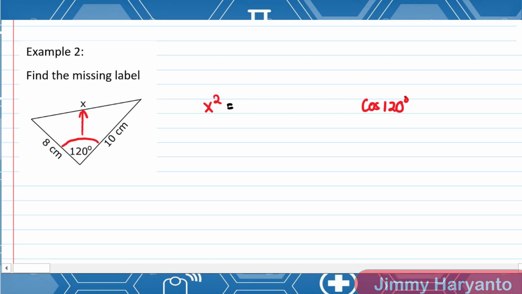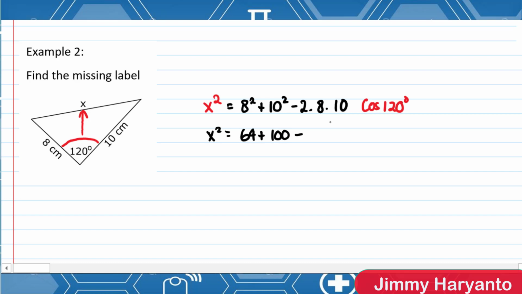So you write the pairing angle and side first. After that you can write the rest following the pattern of the formula. So the formula is a square equals, a square is already there, and then b square, the rest is 10 square, minus 2 times 8 times 10, just like that. And then all you need to do is calculate. This one is 64, this one is 100, minus 2 times 8 times 10 is 160, times cos 120, negative half.